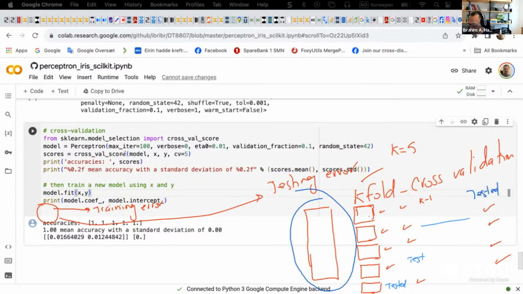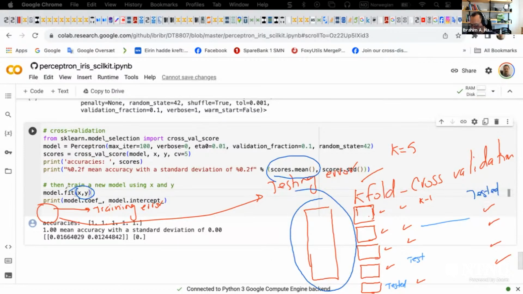Each time you will get a score. And at the end, you will take the average of these scores. It will be the average score of your model. And after that, you will test your model using the whole X and the whole Y. So in this case, we should expect that your model will have better performance because your model will be subjected to more data in the training process.